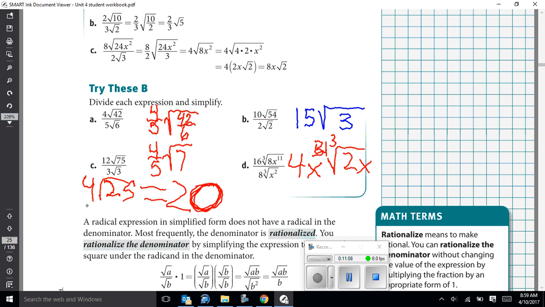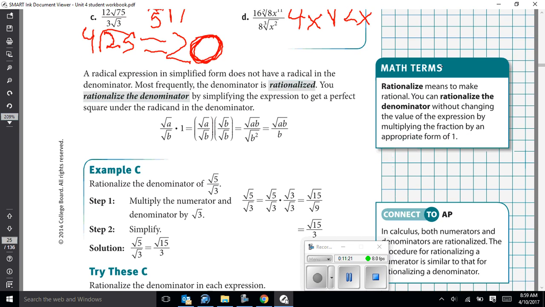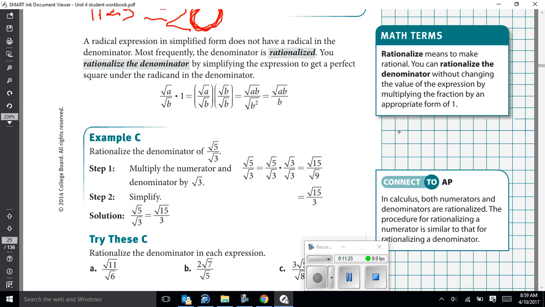All right, so are we all feeling pretty comfortable with these? You know, we all need a little more practice, but it feels approachable now. All right, so the next thing we're going to look at today is rationalizing the denominator.